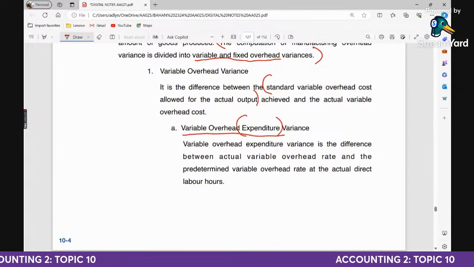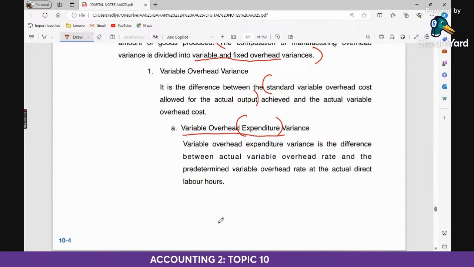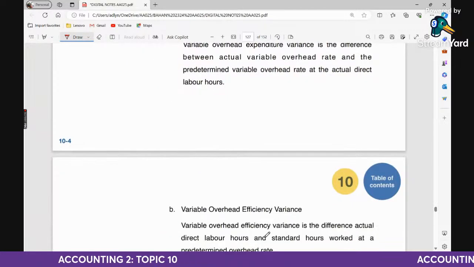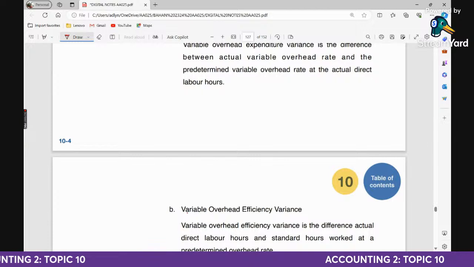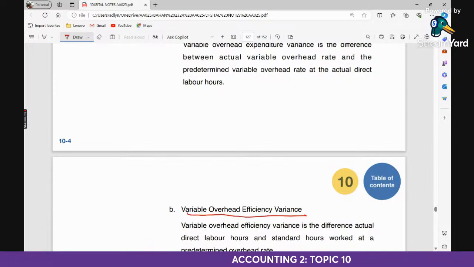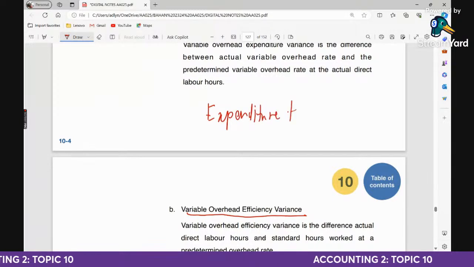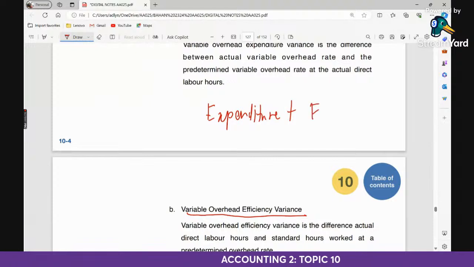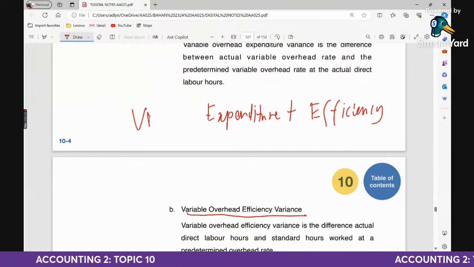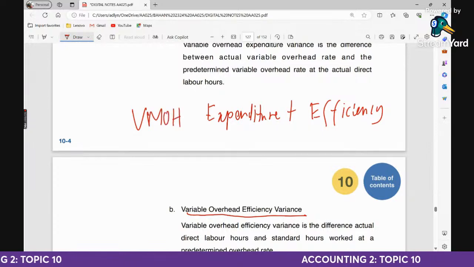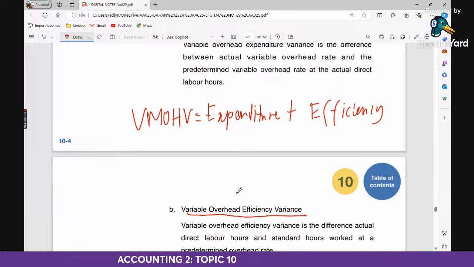Okay, so untuk variable overhead variance, cara nak kira, kita kena kira variable overhead expenditure. Expenditure ialah perbelanjaan. That means how much you already paid for the overhead, variable overhead. And then kita kena kira satu lagi ialah variable overhead efficiency variance. So maksudnya kita ada expenditure, okay, and then kita akan plus dengan efficiency, okay, to get the variable manufacturing overhead variance. Okay, ini untuk variable manufacturing overhead variance.